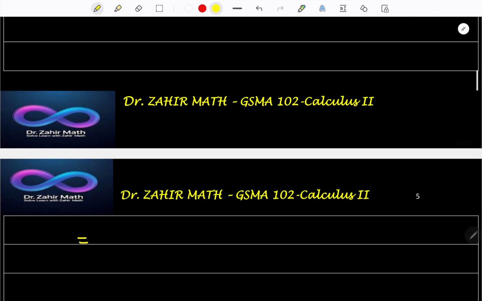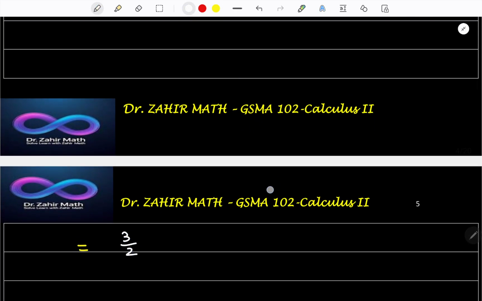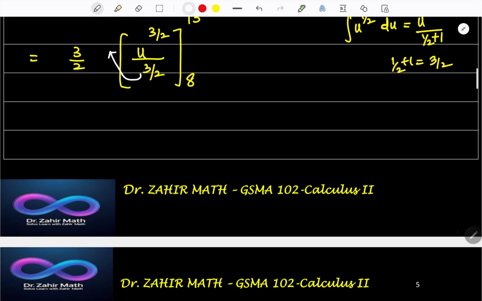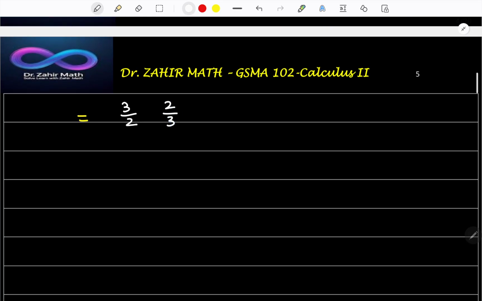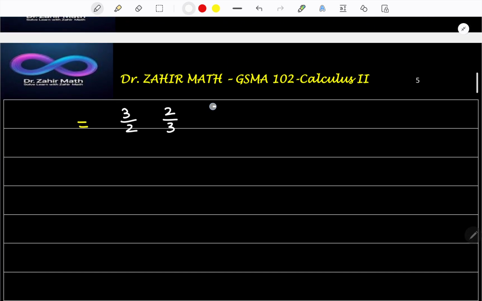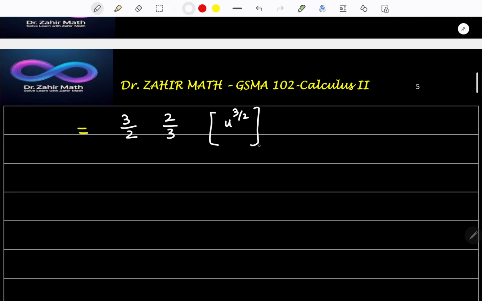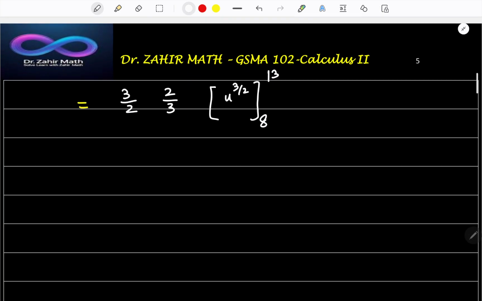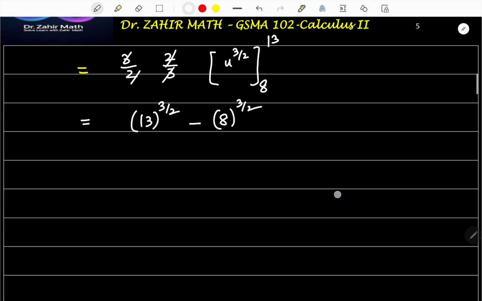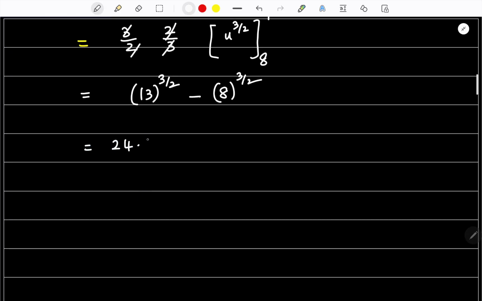So this equals 3 by 2. Let me see this one. This 3 by 2, I'm going to flip it as 2 by 3. Then u to the power of 3 by 2, with limits 8 and 13. So this equals, 3 gets cancelled, 2 gets cancelled. So we are going to put upper limit substitution minus lower limit substitution. When you put in the calculator, you are getting 24.2447 is your answer. Clear, all of you?